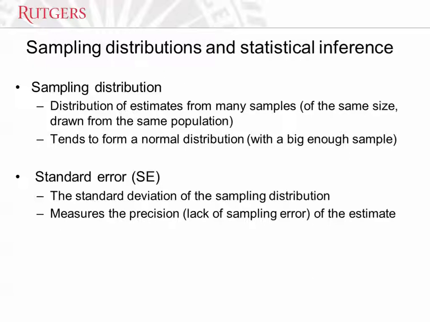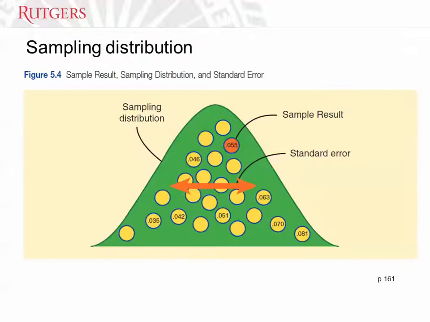Now, the standard error is the same thing as a standard deviation, right? In a regular sampling distribution. So the standard error is really just the standard deviation of the sampling distribution. But it has a different meaning because in this case it measures the precision, or rather the lack of precision due to sampling error, in a given estimate. So it's easier to look at a diagram and see this. This comes from the book, figure 5.4, and it shows the idea of a sampling distribution.